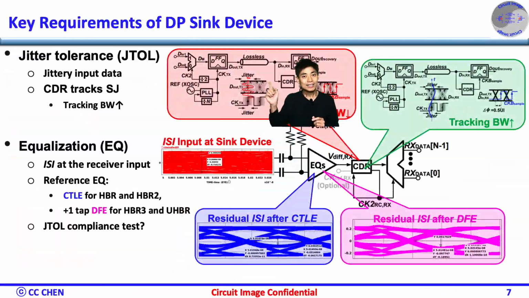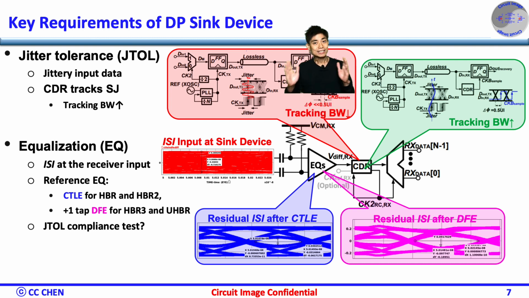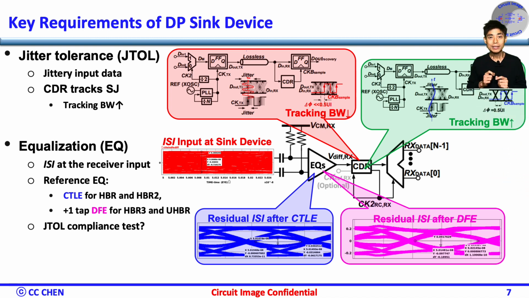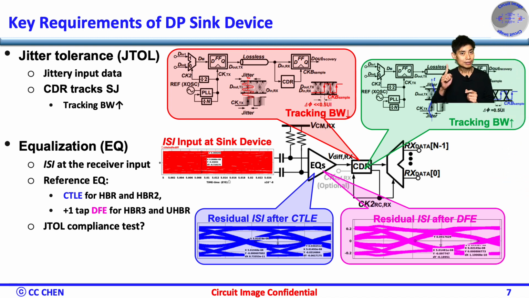Correct. The input data of the DP sink device will be very jittery, and the eye is closed because of the eye width margin being 0. What should we do? Right, having a CDR of a wide tracking bandwidth could open the eye width and the eye opening by improving its jitter tolerance.